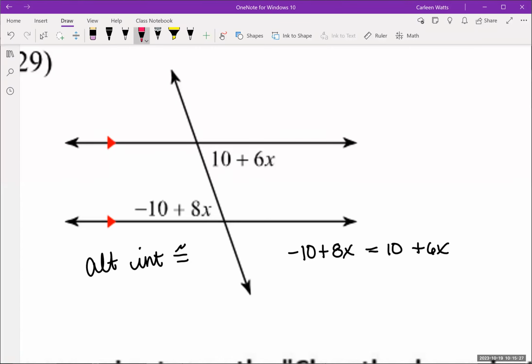Okay, next step, draw a line down the equal sign. Is the next step combine like terms or isolate the variable? Combine or isolate? Isolate.